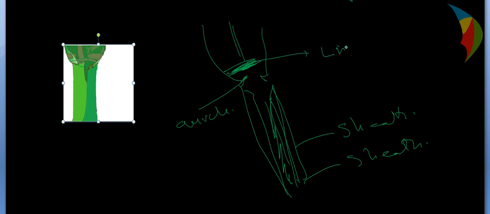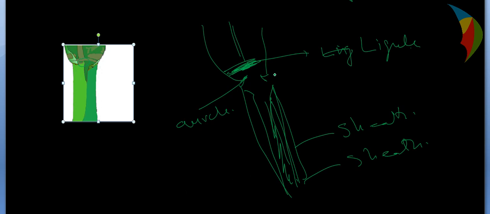And this auricle, here you see, is found there, and the midrib, and the point which joins the midrib to the base of the leaf is called the ligule. So this is the main difference between the monocot leaf and the dicot leaves.